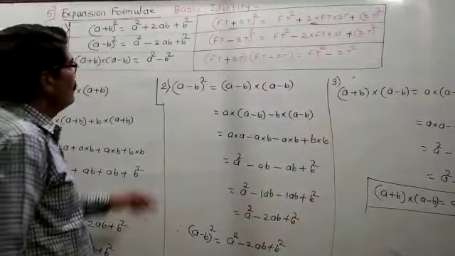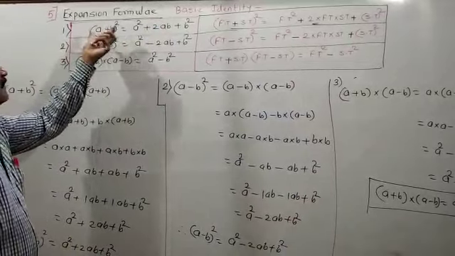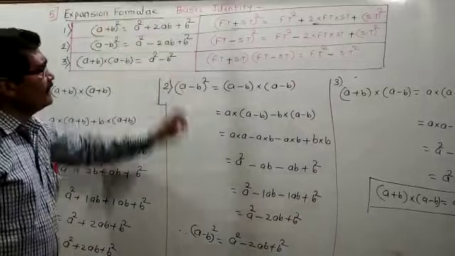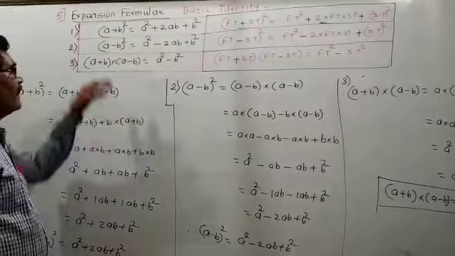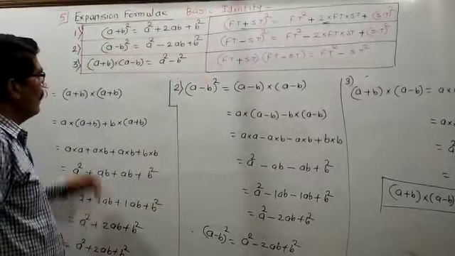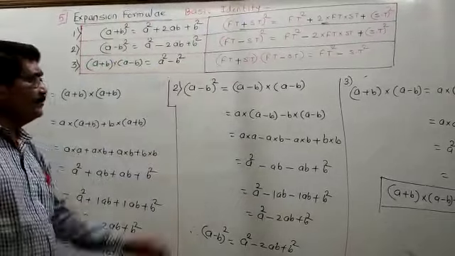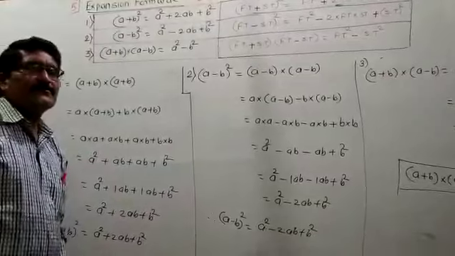But how will this expansion come? Means if you write (a plus b) bracket square, how will this a square plus 2ab plus b square come? Or (a minus b) bracket square is equal to a square minus 2ab plus b square, how will this come? Or (a plus b) multiplied by (a minus b) is equal to a square minus b square, how will these things come? That you have to see.